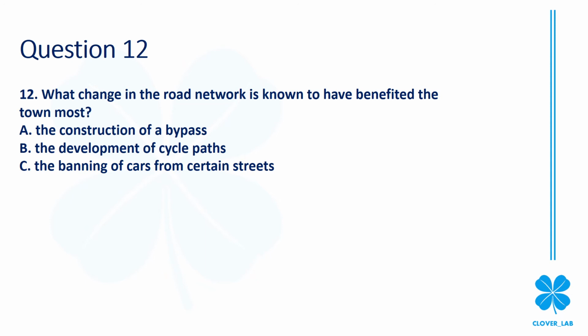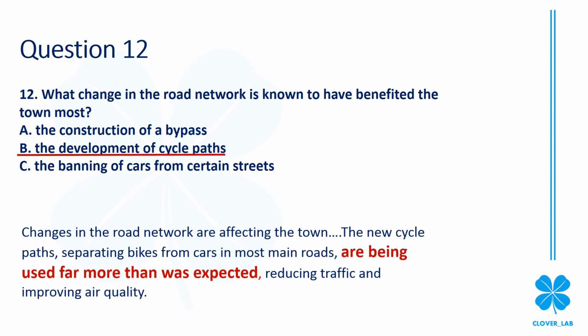Guys, the answer for question 12 is B, because the speaker says changes in the road network are affecting the town. The new cycle path separating bikes from cars in most main roads are being used far more than was expected, reducing traffic and improving air quality. So, the phrase far more than expected is a paraphrased version of the phrase given in the question, benefited the town the most. So that's why we are choosing the letter B.